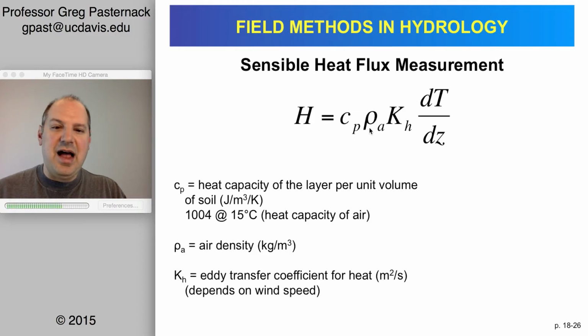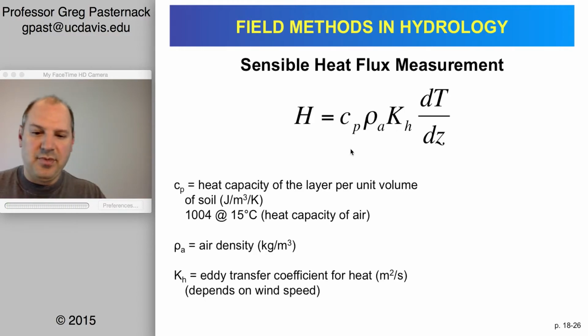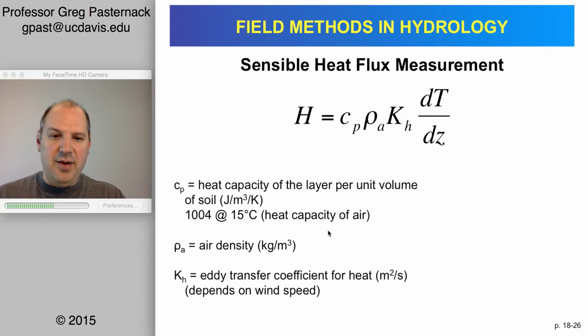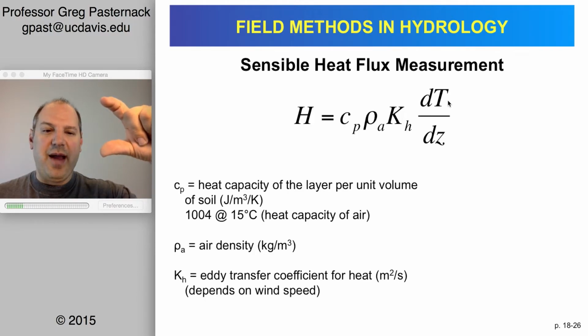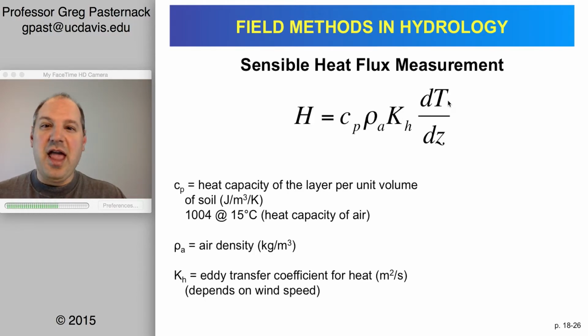And again, just like we had with the evaporation equation, we've got the density of the air. We've got an eddy transfer coefficient now for heat instead of water. And we've got the heat capacity again. Okay, and so basically you just need a temperature sensor. You put that at two elevations, a high elevation and a low elevation above the ground. You're going to co-locate your humidity sensors there as well, but this allows you to get that sensible heat flux.